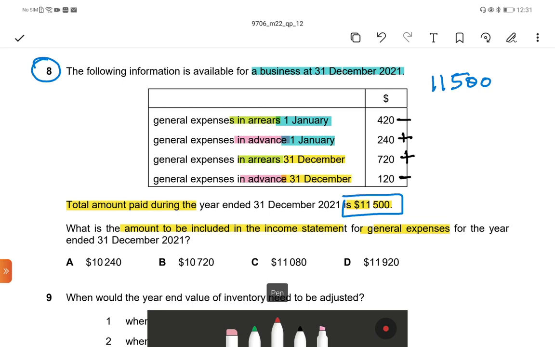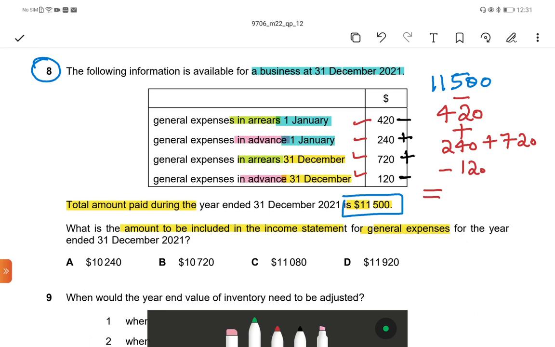So we do 11,500 minus 420 plus 240, then plus 720 minus 120 is equal to, what is the total amount that comes? 11,920. So the correct answer is D.